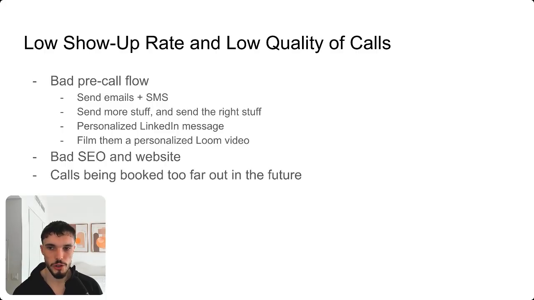Also, this one here, so low show up rate and low quality of calls. Typically, this is because of a bad pre-call flow. What you want to go ahead and do is send emails and SMS messages prior to the call, sending them valuable information that they need or that will basically prep them for the call. And also, this multi-channel follow up when you do SMS messages as well will increase the chance that they show up. So, yeah, just send more pre-call emails. Don't worry about sending too many. If you're sending 5 before the call, I think that's good. You can even send 6, and then do 2 to 3 SMS reminders as well.